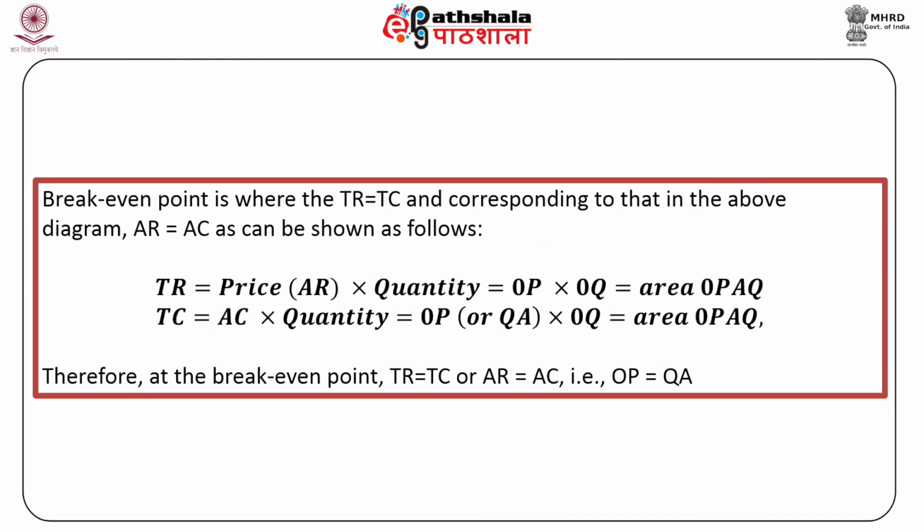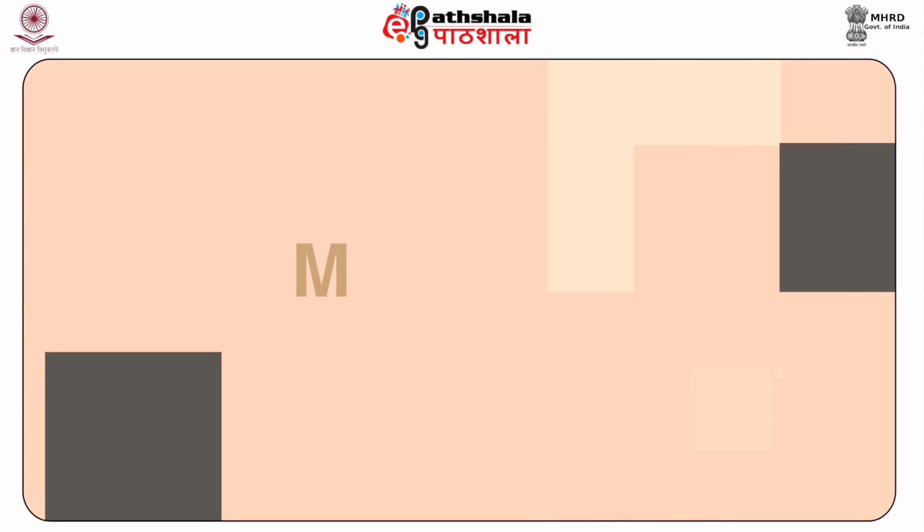Thus, TR is equal to price, that is AR, into quantity, which is equal to OP into OQ, which is equal to area OPAQ. Similarly, TC is equal to AC into quantity, which is equal to OP or QA into OQ, which is equal to area OPAQ. Therefore, at break-even point, TR is equal to TC or AR is equal to AC.